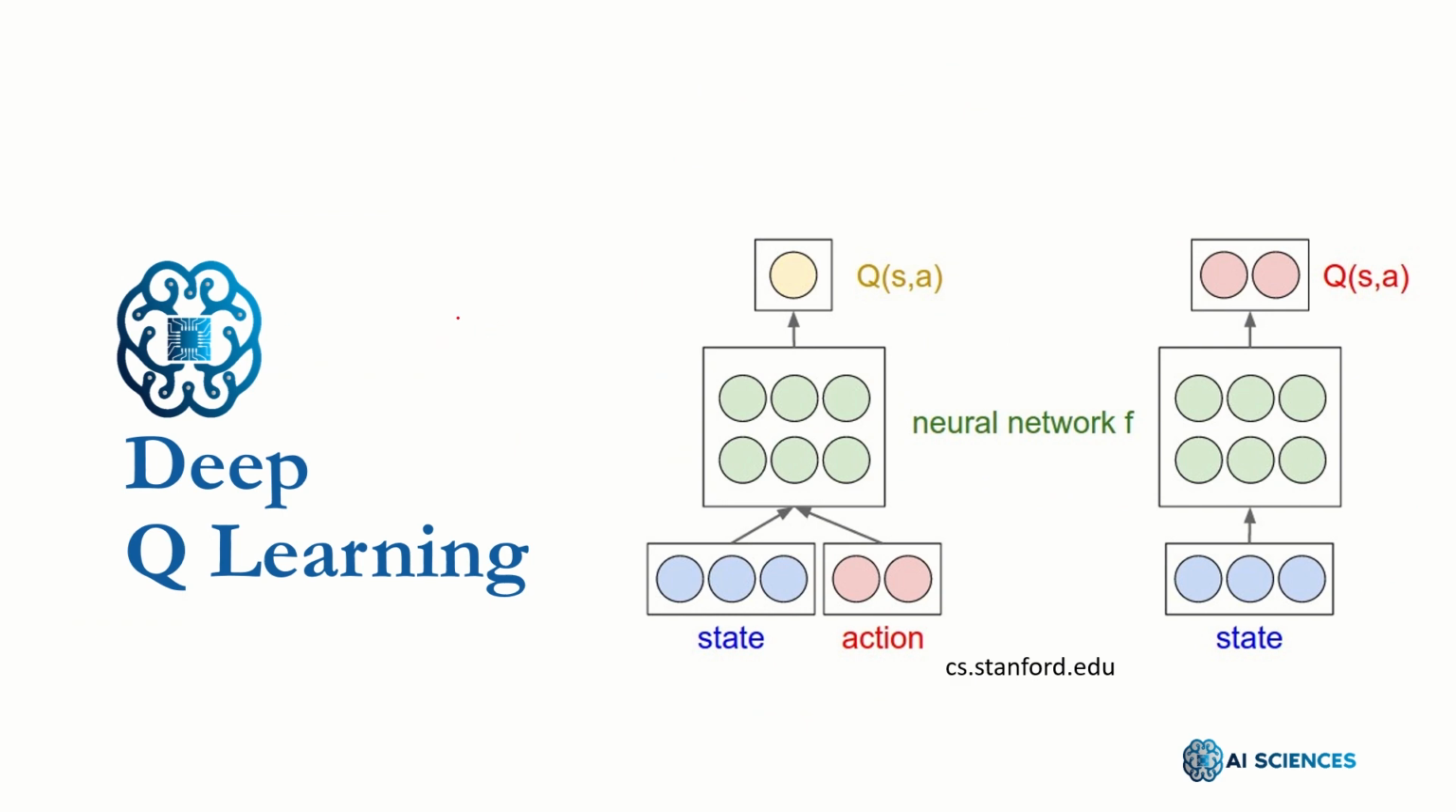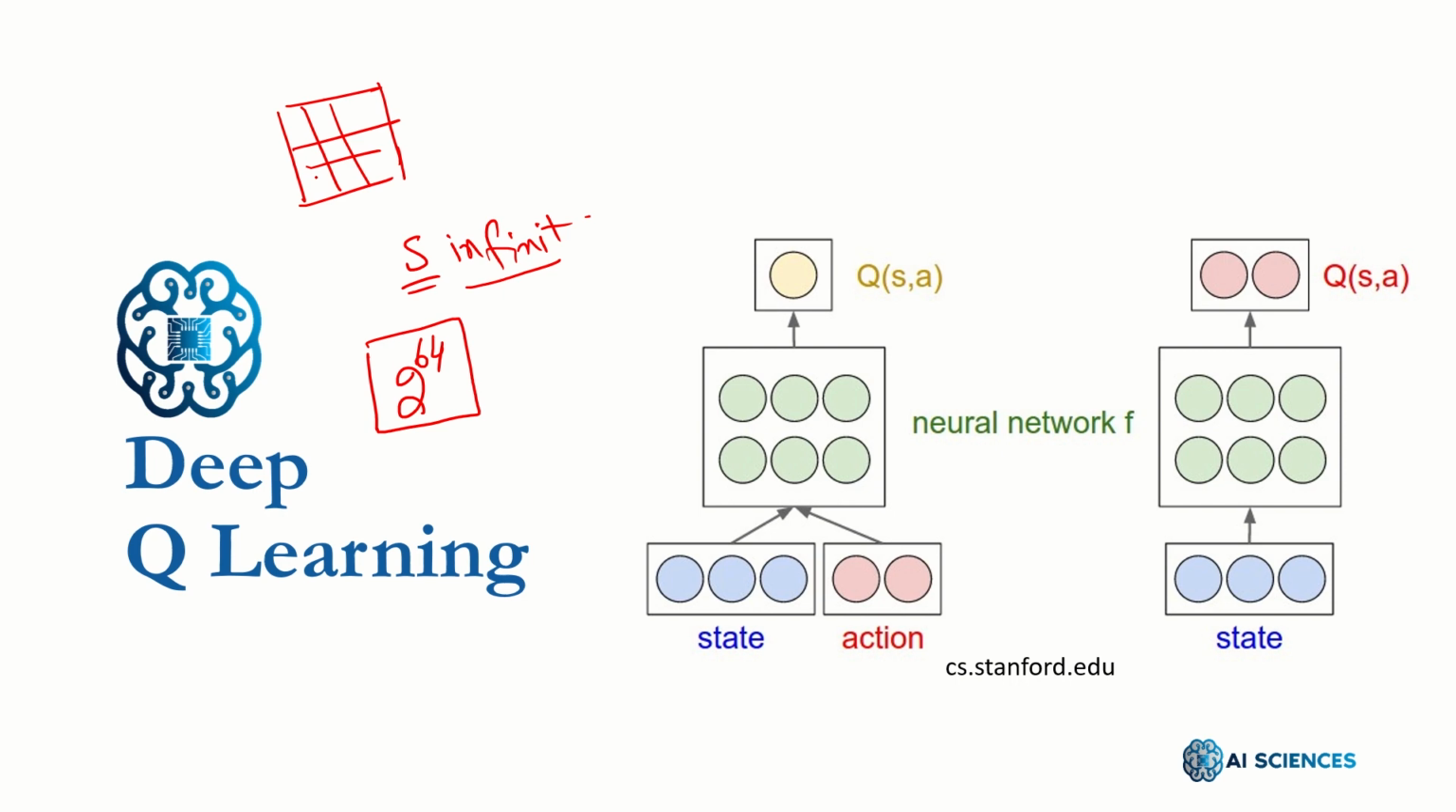In several cases, the number of states is infinite or continuous, or sometimes unmanageable even if finite. For example, in the case of chess there are 2 raised to the power 64 states. Although that's a finite number, it is so huge that you cannot build a table for that many states. And in certain cases, actions too are continuous or infinite. In those cases, building a Q function with a table may not be possible.